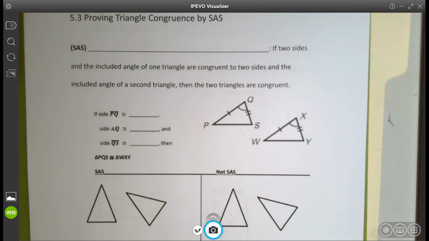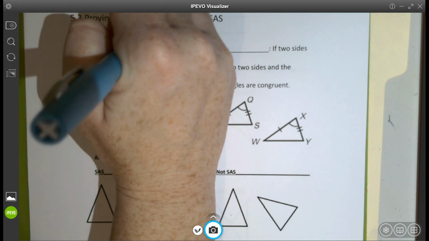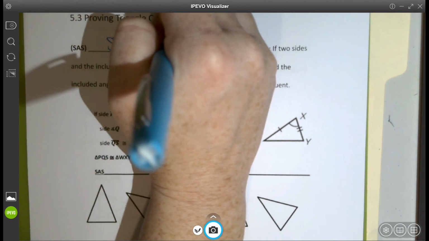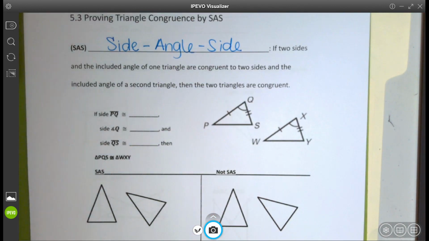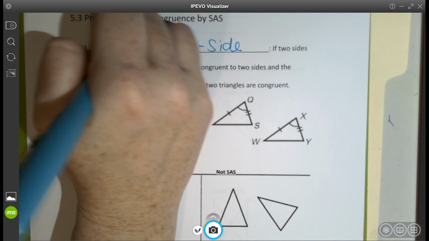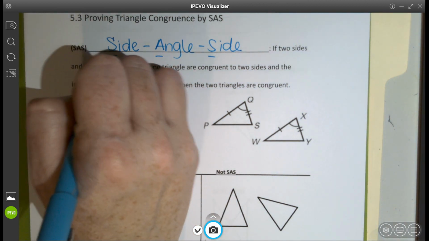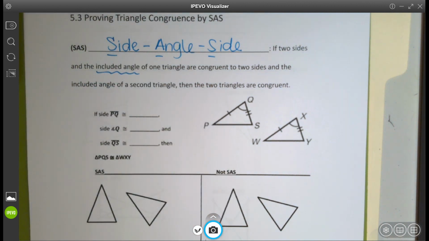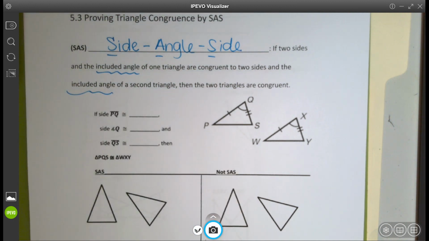The first one is called SAS. The breakdown of that is called side angle side. So again, we call it SAS. That says if 2 sides and the included angle of one triangle are congruent to the 2 sides and the included angle of a second triangle, then the 2 triangles are congruent.